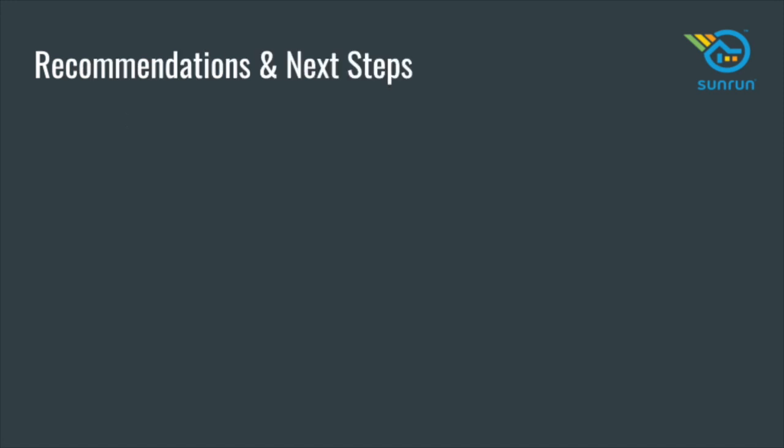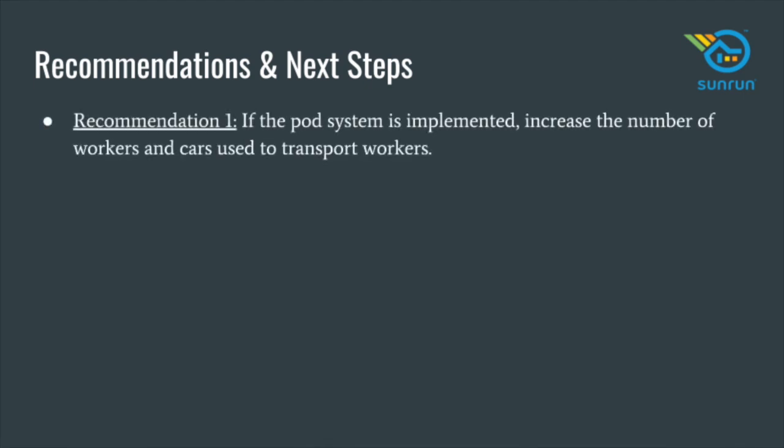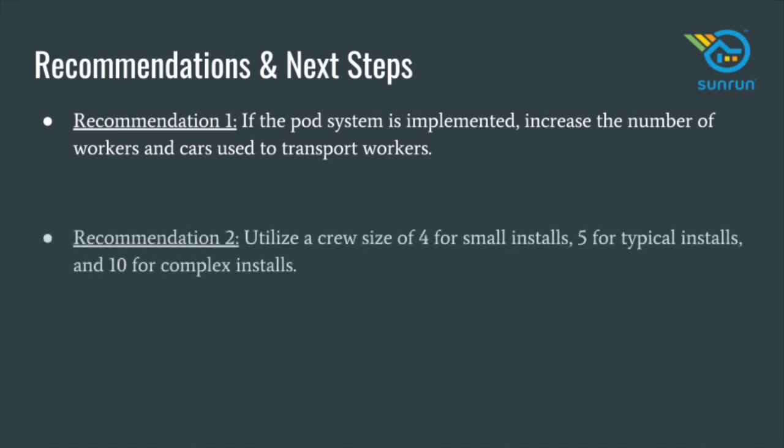Based on our two models and tracking the appropriate performance metrics, we have 3 main recommendations for SunRun. The first recommendation is about the pod system. Through our model and the evaluation of worker utilizations, we found that in order to implement the scenario, SunRun would need to hire more workers, as well as purchase additional cars used to transport the workers in order to make the system effective.